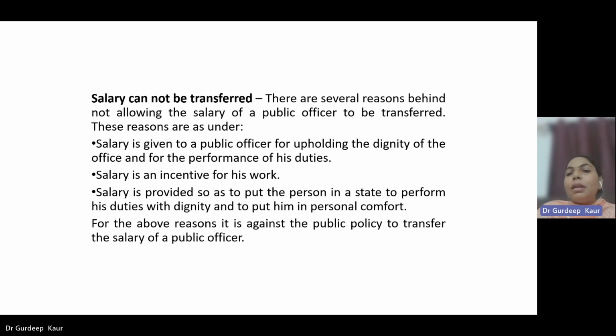Salary is an incentive for his work, and salary is provided to put the person in a state to perform his duties with dignity and to put him in personal comfort. For these reasons, it is against public policy to transfer the salary of a public officer.